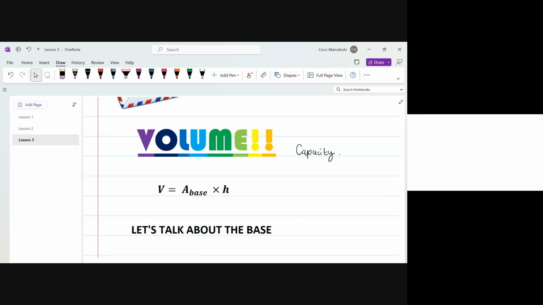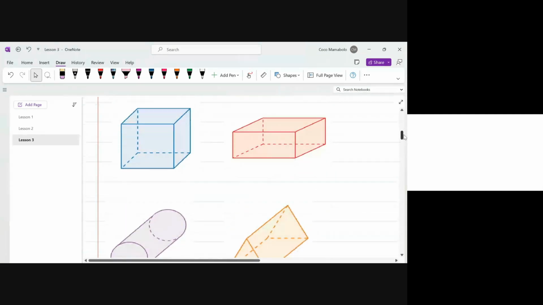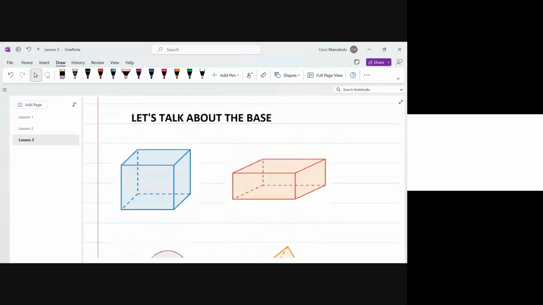We're going to look at the volume of any shape as the area of the base of that shape multiplied by the height. But then again, as always, the height that we're talking about is always the perpendicular height. So we always need to make sure that we have perpendicular height. Let's look at some easy examples of this. We're going to look at these four shapes. Let's look at these two first.